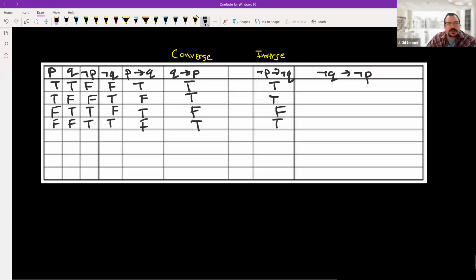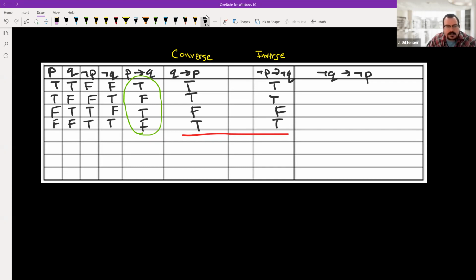As we mentioned, you can see here that these two are the same. The truth values are the same at the same time, which means these are logically equivalent. And now the last one, when I do the contrapositive, you will see that this will be exactly the same here.